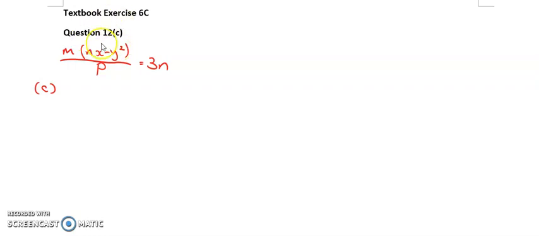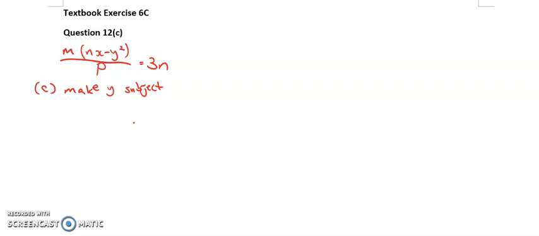Okay, for question 12c, we are given this formula in this equation in the question at the start. So in 12 part C, we are supposed to make y the subject. Alright, make y the subject. Alright, and then before we do substitution to calculate the value of y.